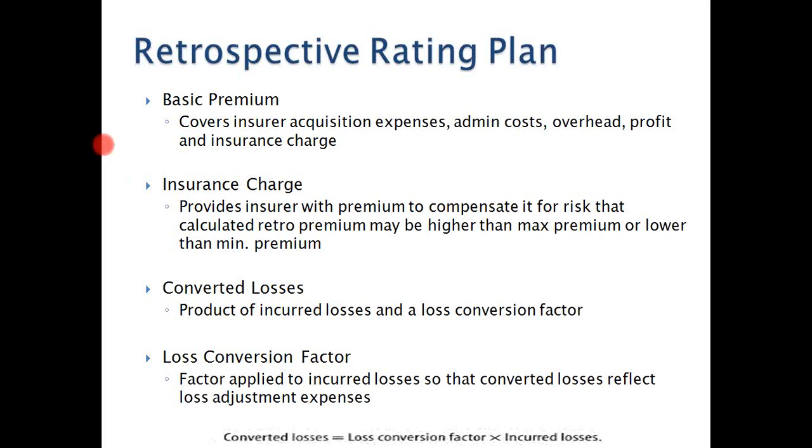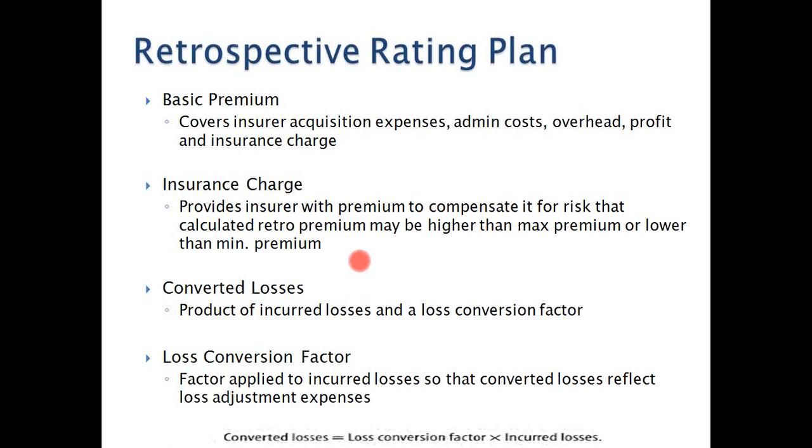Basic premium covers the insurer's acquisition expense, admin costs, overhead, profit, and insurance charge. So then we have to ask, what's an insurance charge? That provides an insurer with premium to compensate for the risk that the calculated retro premium may be higher than the max premium or lower than the minimum premium. So the insurance charge is really the premium to compensate for the risk that's calculated.